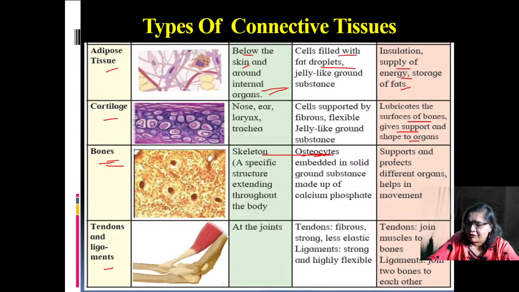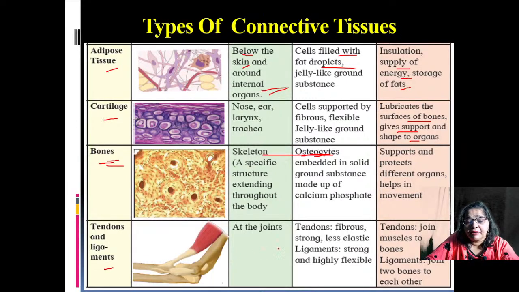The main function of the skeleton is to support and protect the different organs of our body. Not only that, it also helps in movement of our body, right? So bones are also a type of connective tissue. And the last type of connective tissues are the tendons and the ligaments.